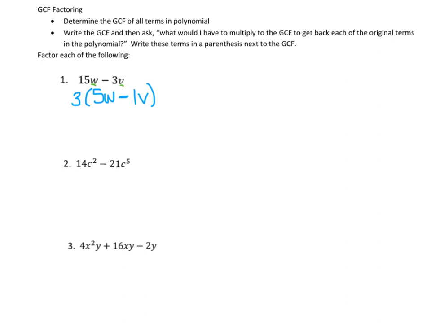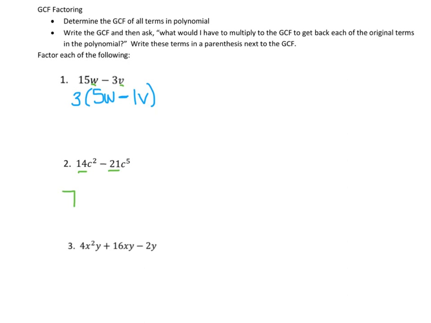Okay, number 2. Let's look at 14c squared and 21c to the 5th. Okay, first look at the numbers, 14 and 21. What is the largest number that divides into both 14 and 21? And hopefully as you're thinking through numbers that multiply together to give you 14 and numbers that multiply together to give you 21, you've thought of 7. Okay, now let's look at the variables. c to the 2nd and c to the 5th. Remember the rule to determine a GCF.